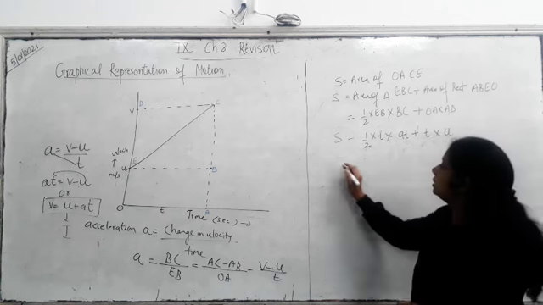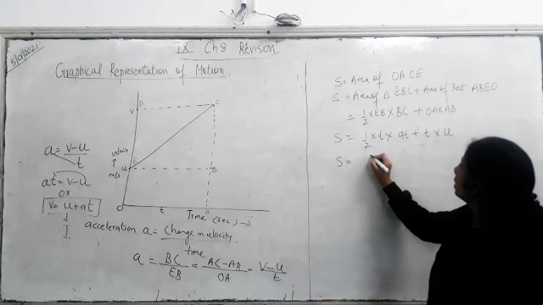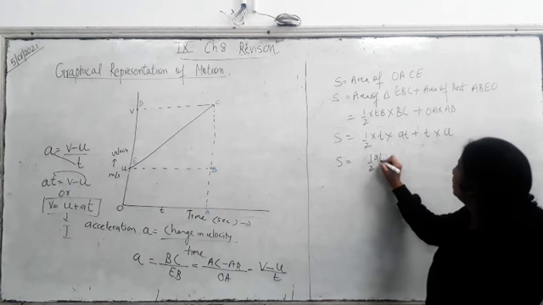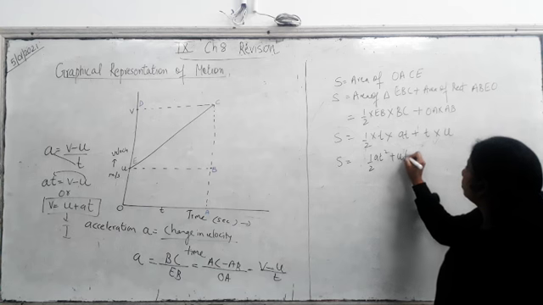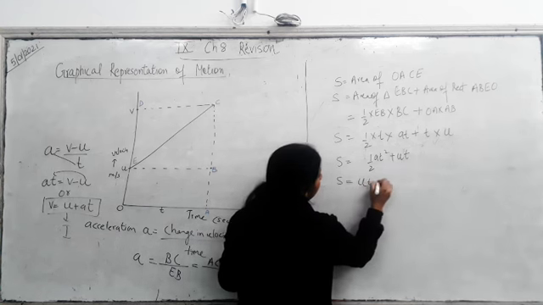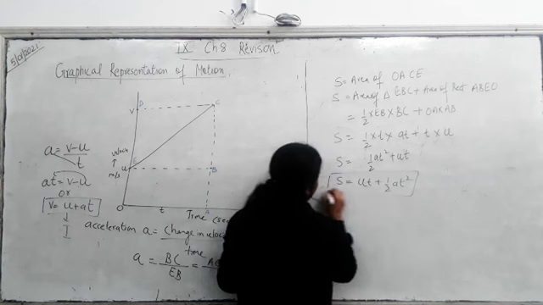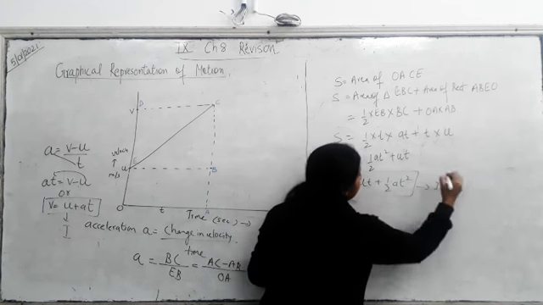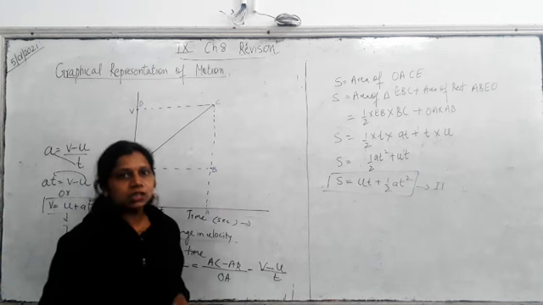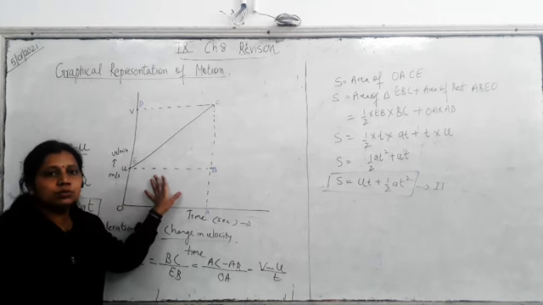So if I just reorganize this, this is your half AT square plus UT. So this is your second equation of motion, UT plus half AT square. Now coming to the third equation of motion. Same, this I am going to use.